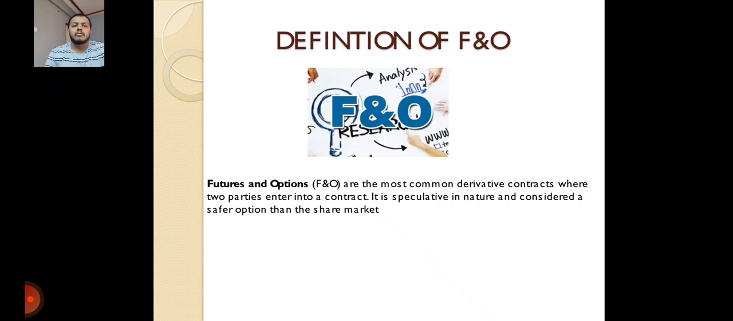Definition of futures and options. Futures and options are the most common derivative contracts, where two parties enter into a contract. It is speculative in nature and considered a safer option than the market share.